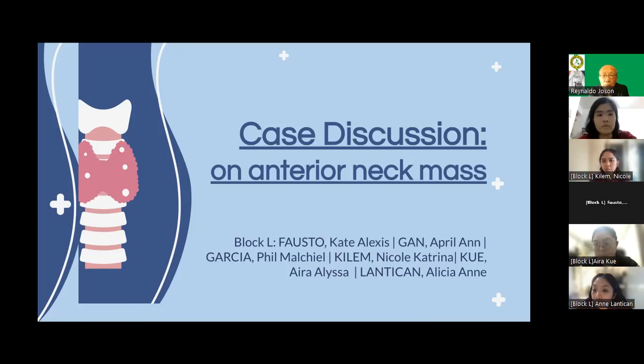Okay. So once you determine that it's in the midline or the paramedian, paratracheal, you ask the patient to swallow. And then if it moves with deglutition, then that's it. Most likely you have a thyroid mass. And then after that, you try to complete your physical exam. And then if you need to ask more questions, you can do so.